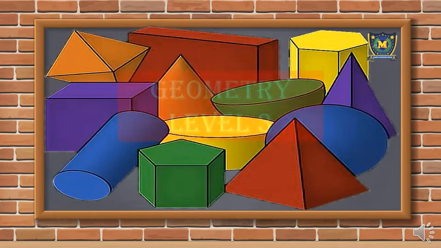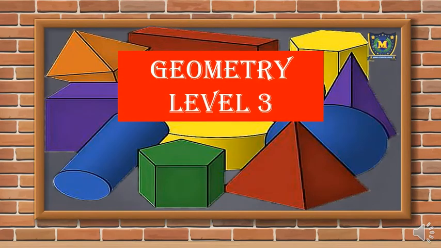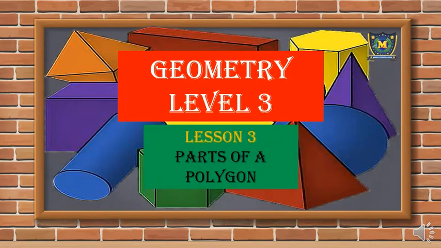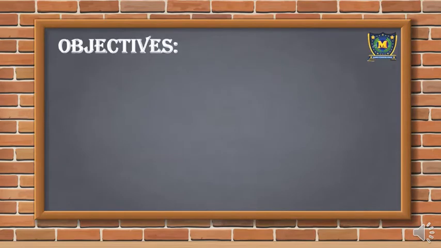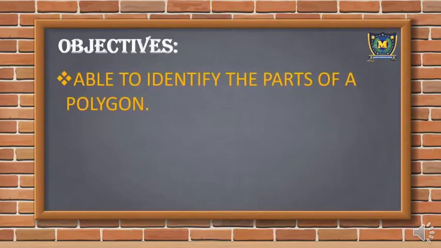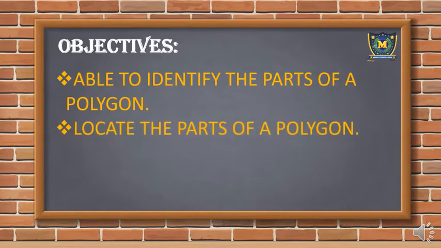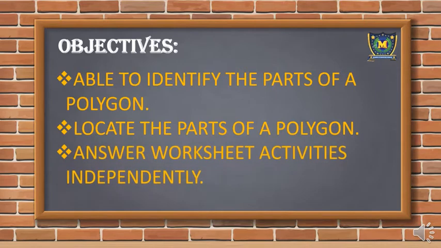Bonjour! Welcome to Geometry Level 3, Lesson 3, Parts of a Polygon. Objectives. At the end of this lesson, you will be able to identify the parts of a polygon, and you will be able to locate the parts of a polygon. Then you can answer worksheet activities independently.